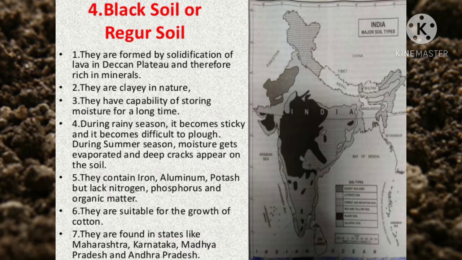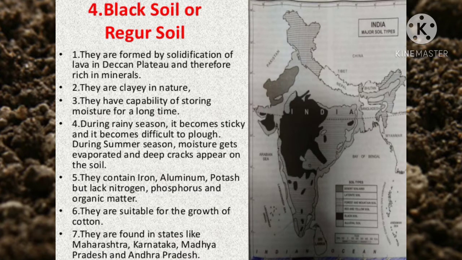These soils are rich in lime, iron, magnesia and alumina, but lack phosphorus, nitrogen and organic matter. These are also called regur soil. These soils are most suitable for cotton cultivation and are known as black cotton soil. These soils are compared with Chernozem soil of Russia and prairie soils of USA. These soils can hold water. They are suitable for wheat, jowar, sugarcane, tobacco and oil seed too.